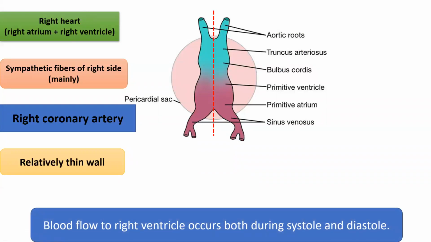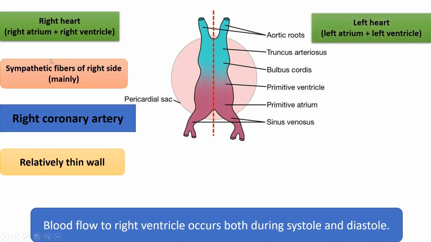The blood flow to the right ventricle occurs both during systole and diastole. In fact, all the body structures receive blood supply during systole, but the heart receives blood supply during diastole. This is the normal formula. But in comparison to the other side of the heart, the right ventricle also receives blood supply during systole, as the wall is thin in the right ventricle.